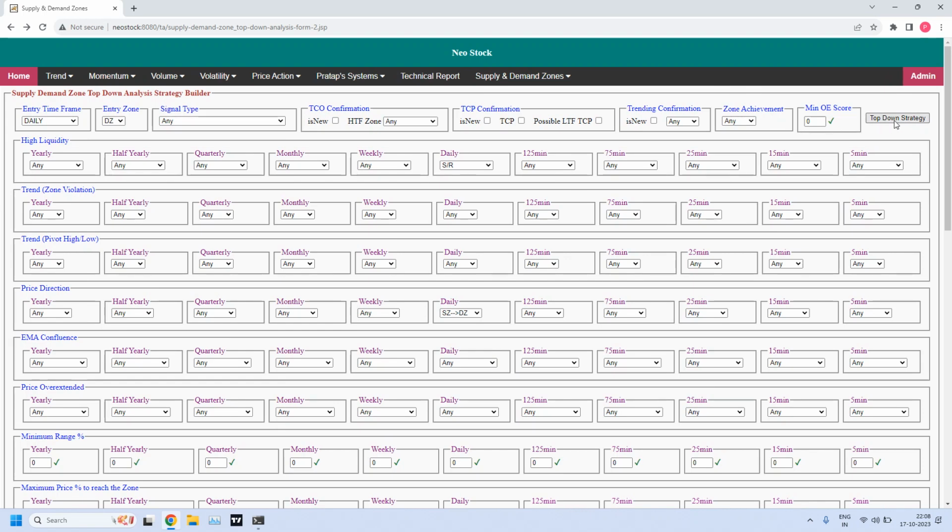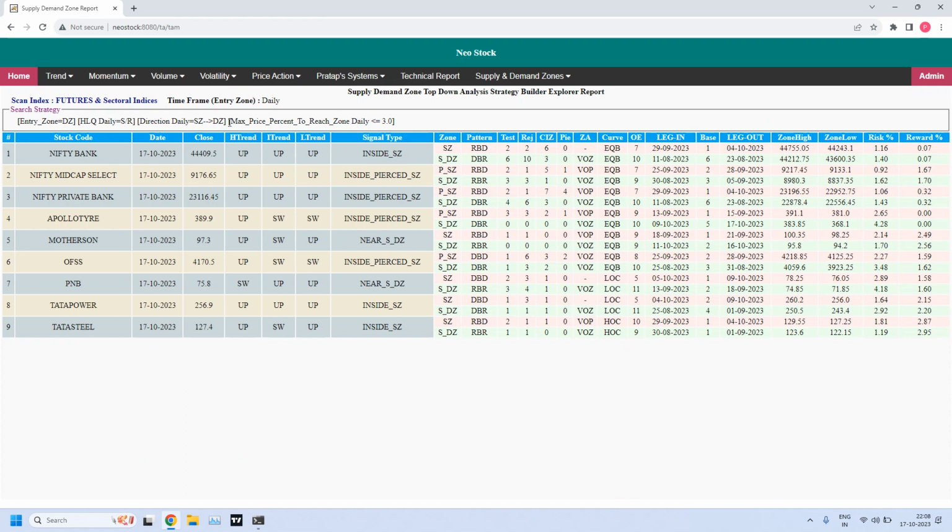So let me click on this strategy. See now max percent to reach the daily zones is less than or equal to 3%. Now one more stock is added. Tata Steel is there, OFSS is there. They were not there in the earlier report, and Nifty Mid Cap Select is also there.